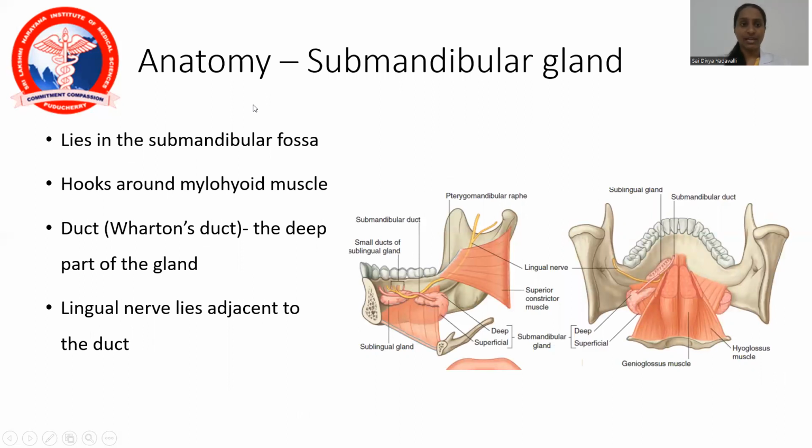Coming to the submandibular gland, the submandibular gland lies in the submandibular fossa. Here you can see this is the mandible and this is the submandibular gland. It hooks around the mylohyoid muscle. This is the hyoid bone, and this is the mylohyoid muscle here. And the submandibular gland is hooking around the mylohyoid muscle. The duct of the submandibular gland, or the Wharton's duct, arises from the deep part. This is the deep part and this is the superficial part of the submandibular gland. So the Wharton's duct arises from the deep part and is in close relation to the lingual nerve.